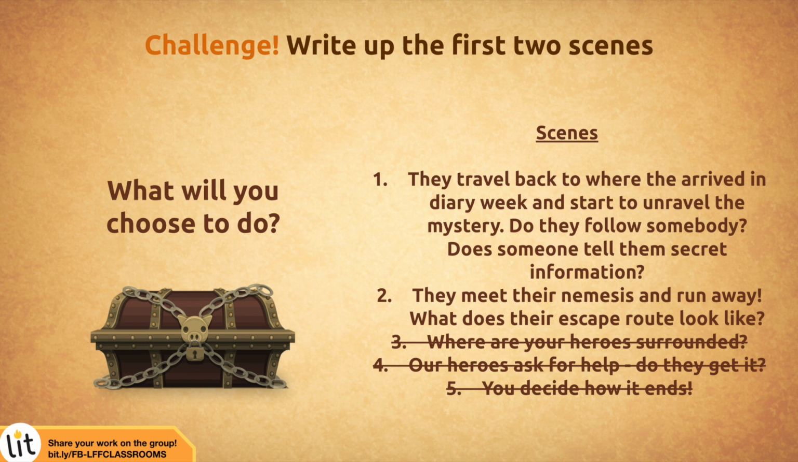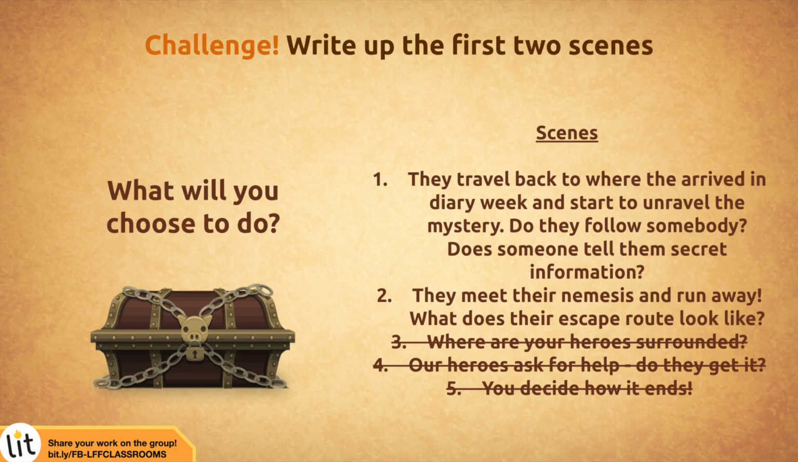Do they also follow someone? So does someone walk onto the scene and then they decide to follow from a distance? Or does someone come up to them and tell them secret information about that secret hideout, or where the person is hiding out? Hiding out is the same thing as a hideout. Just a little technicality there. This scene is really to connect your flashback with meeting your nemesis. How does that happen? And also, how do your characters talk about what they've just learned from their flashback?